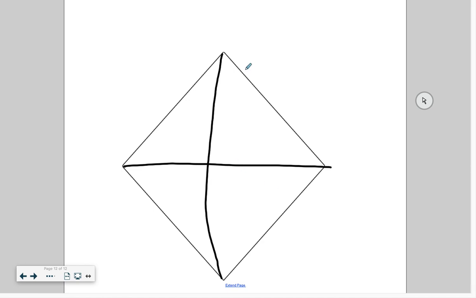That means that this side of the diagonal is going to be equal to this side. This side of this diagonal is equal to this side. So if I tell you that this is 6 feet, that means that this is 6 feet. If I tell you this is 2.5 feet, that means that this one is 2.5 feet. So altogether, this diagonal is 12 feet, and this diagonal is 5 feet.